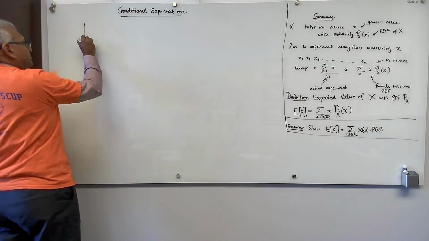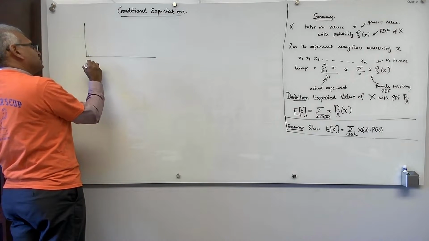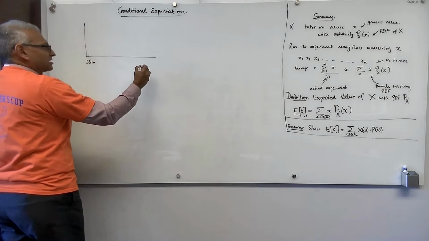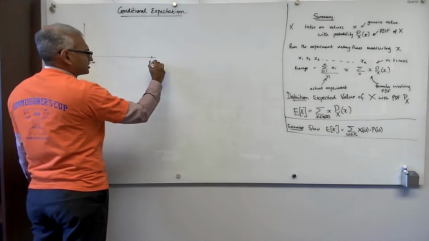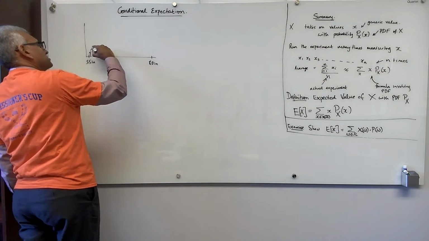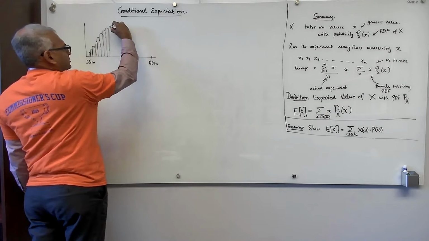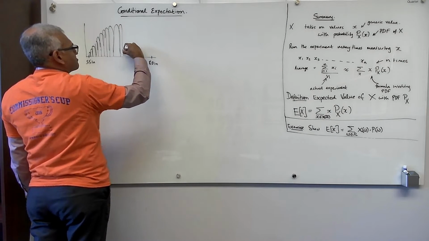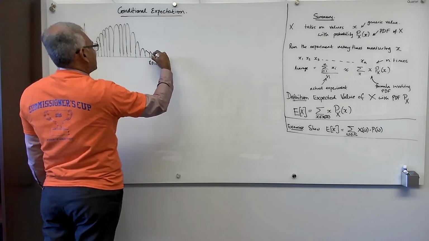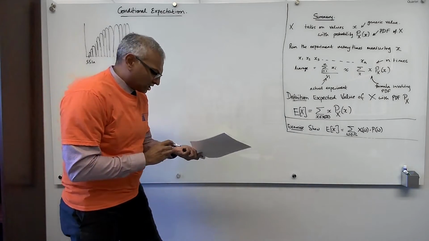If you look at the PDF for the height, maybe you'll get something like 55 inches if you pick a random adult. 55 inches is, let's say, the minimum. Let's say 80 inches is the maximum. And it's going to have some distribution. You might think it's going to be some kind of bell-shaped distribution. Actually not. It's a little bit flatter than a bell-shaped distribution.